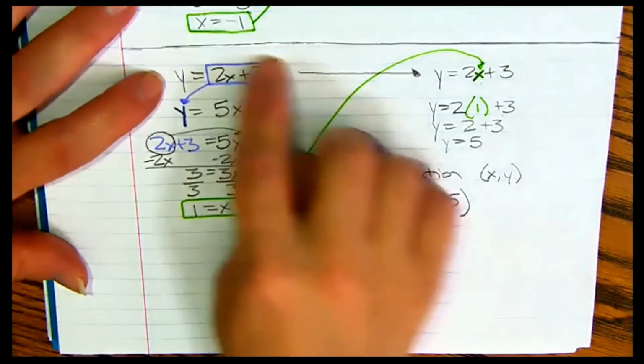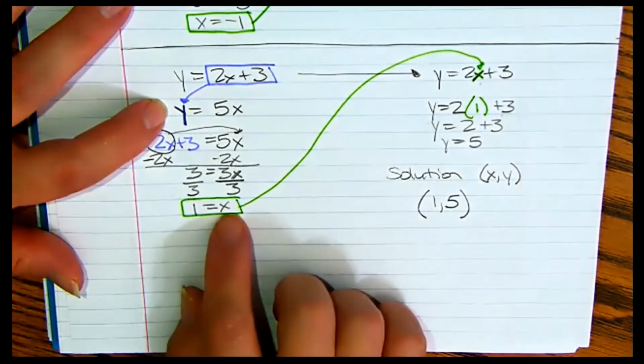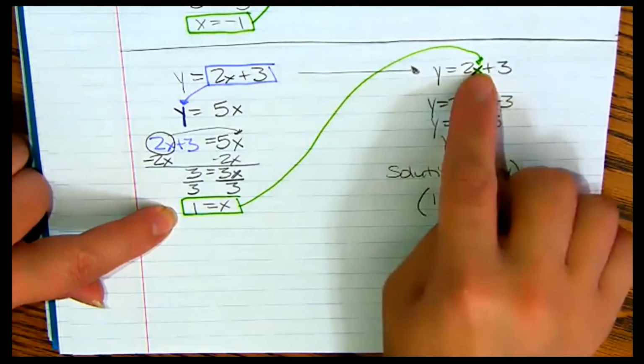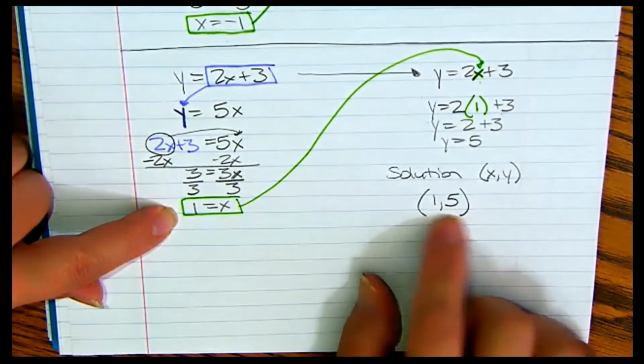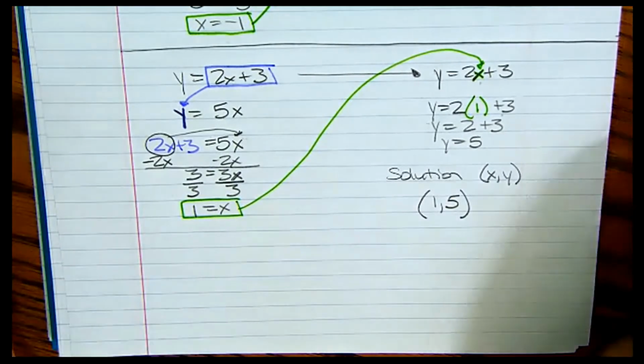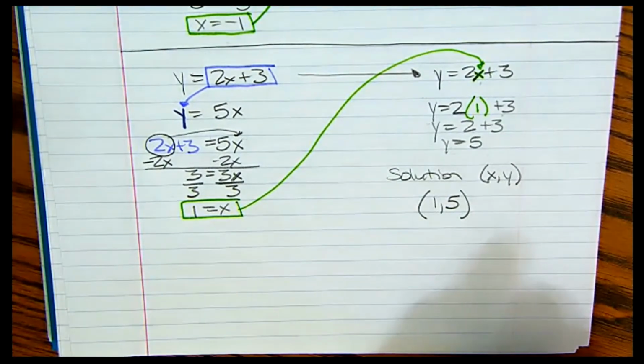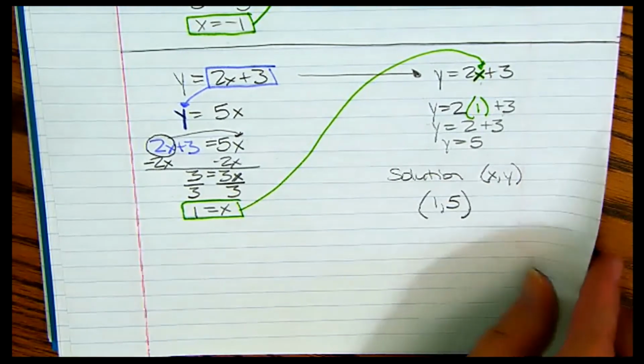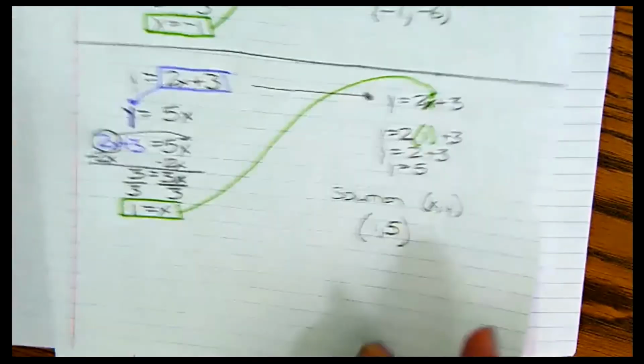So we're substituting here for y. When we figure out our x, we're going to substitute for x. And then there's our x and our y. Let's do another one.